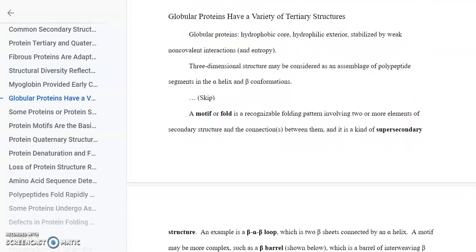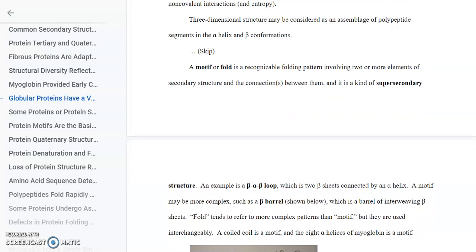Globular proteins have a variety of tertiary structures. Globular proteins have a hydrophobic core, a hydrophilic exterior, and are stabilized by weak non-covalent interactions and entropy. Three-dimensional structure may be considered as an assemblage of polypeptide segments in the alpha helix and beta conformations.